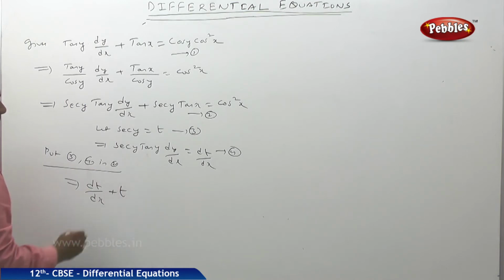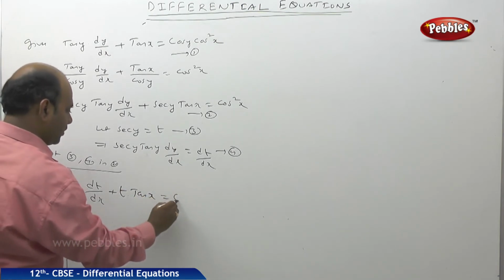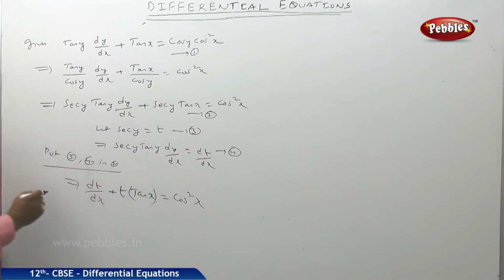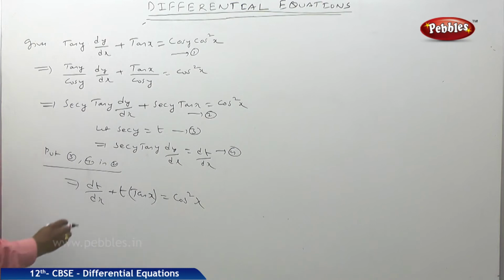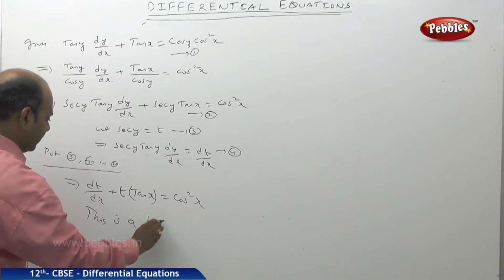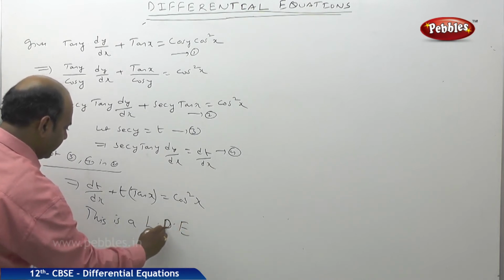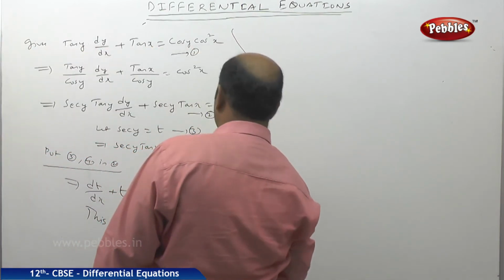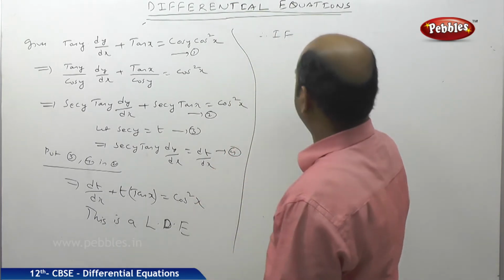In place of secant y, t, so t into tan x is equal to cos square x. So if you observe carefully, this is a linear differential equation in t. So what I will be writing? This is a linear differential equation, LDE. Therefore, how we will be solving means, first of all we need to find the integrating factor.